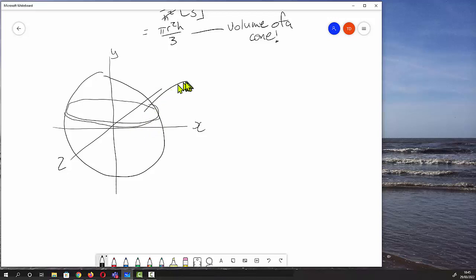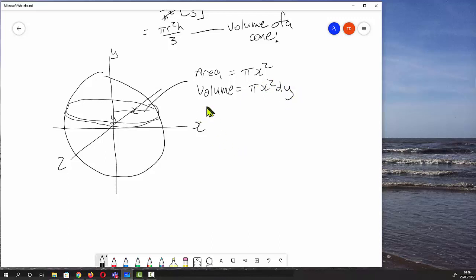So the area of this is x and this is y. So the area of that little slice is equal to pi x squared. Okay, so the volume of that little slice is pi x squared dy.